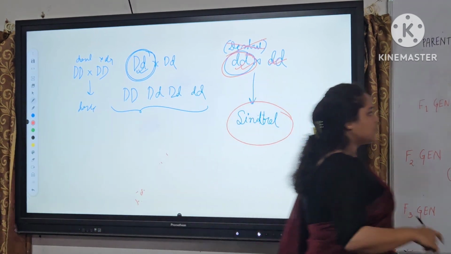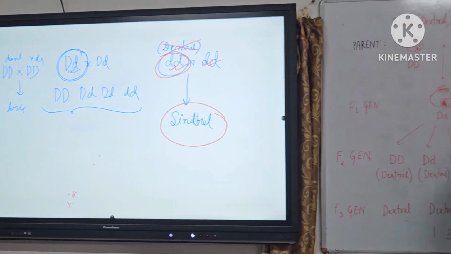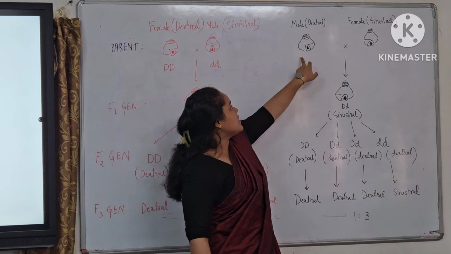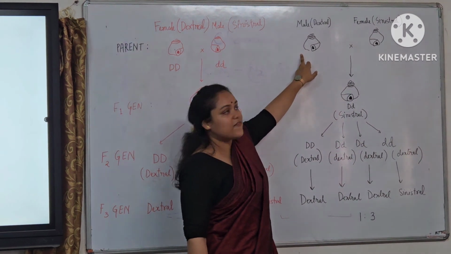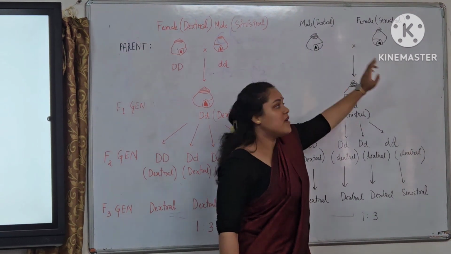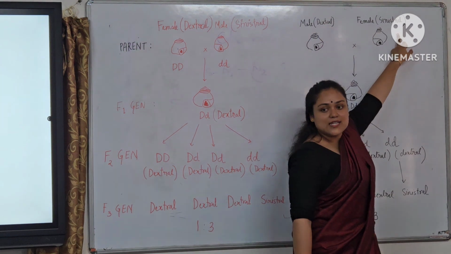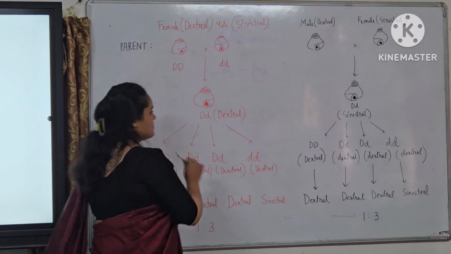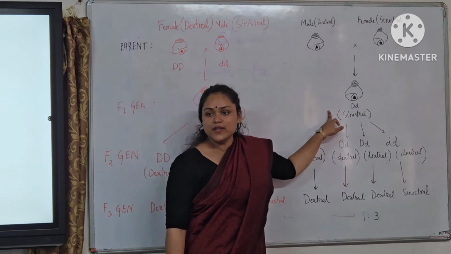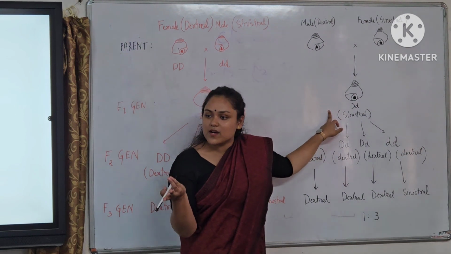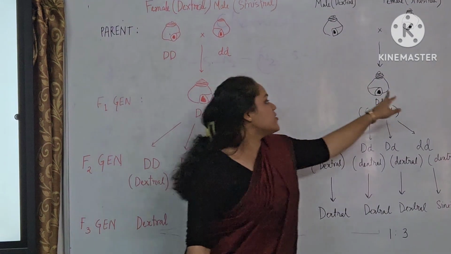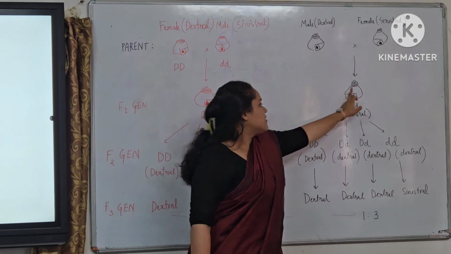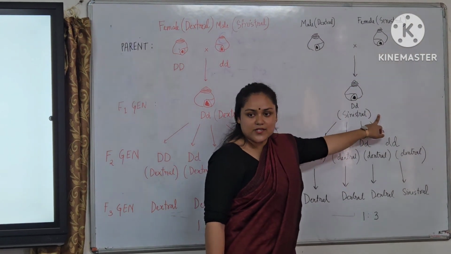The same happens if we do the reciprocal cross. In this cross, we take the father as dextral and the mother as sinistral. What will the F1 generation be? The F1 generation will be sinistral. Why? Because of maternal effect: the genotype of the mother is sinistral. That's why all the offspring will be sinistral.